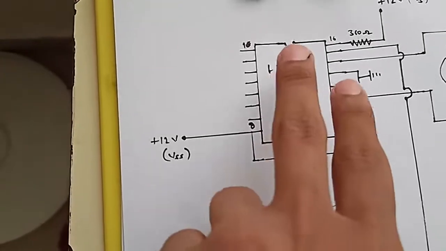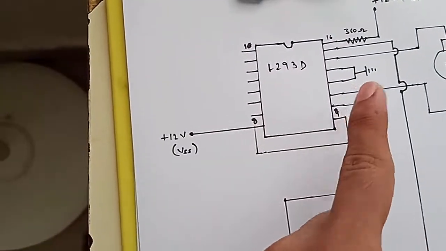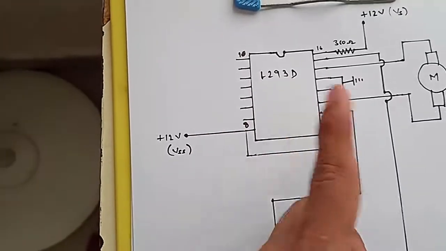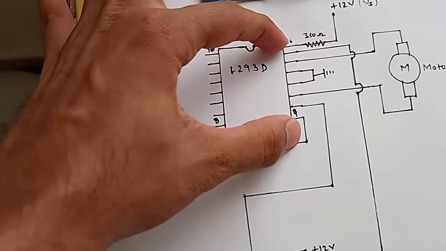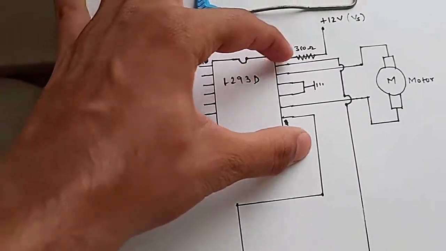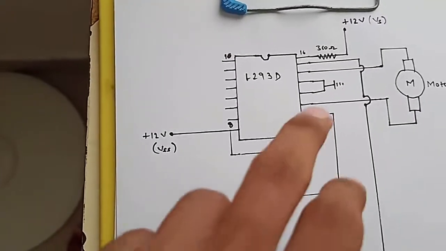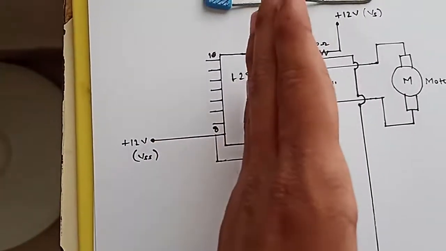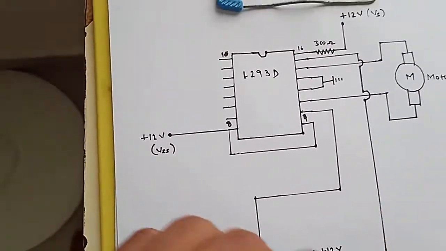First of all, let me tell you that this IC is divided into two parts, the right hand side and the left hand side. Both sides perform the same functions. That is, this side is used to control the direction of one motor, and this side is used to control the direction of the other motor. So both sides have the same pin functions.